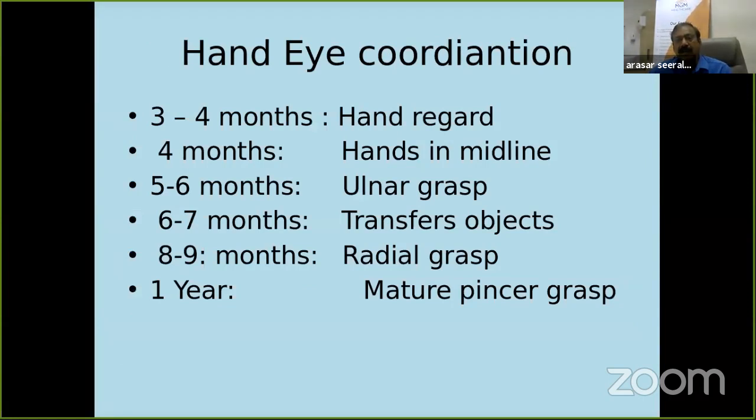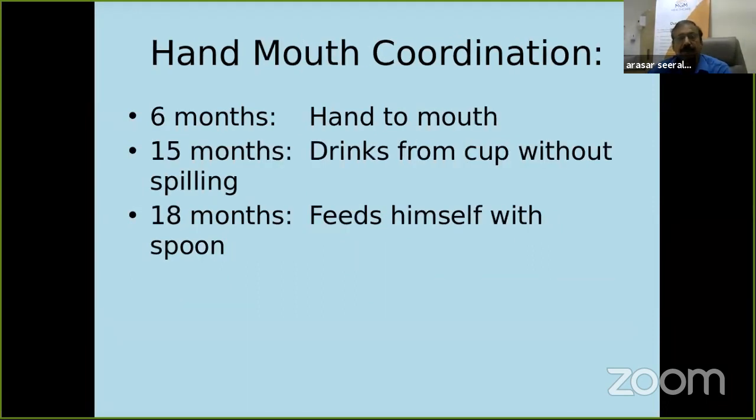Then you have other eye-hand coordination milestones you need to carefully look at. One is the hand regard at 4 months, the hand in midline by 4 months, the ulnar grasp by 6 months, transferring objects from one hand to another must happen at 6 to 7 months, the radial grasp by 8 to 9 months, and by 1 year, the child must have developed a mature pincer grasp.